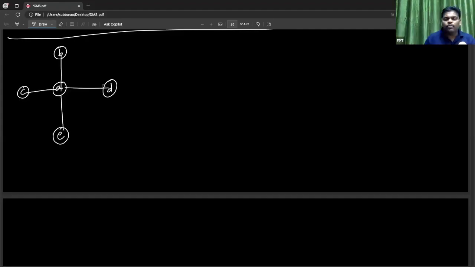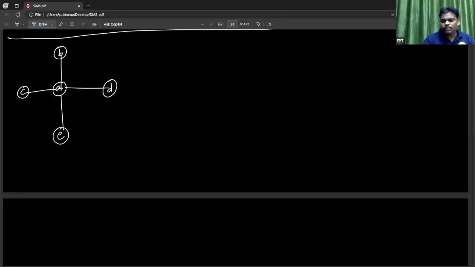A, B, C, D, E. Can you help me now? This graph contains how many vertices? This graph contains how many vertices?